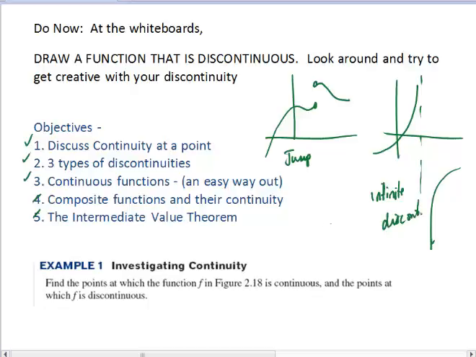And then I got some that looked like a graph of a line with a hole right in the middle of it, and even with the function value above it, we call that a hole discontinuity.